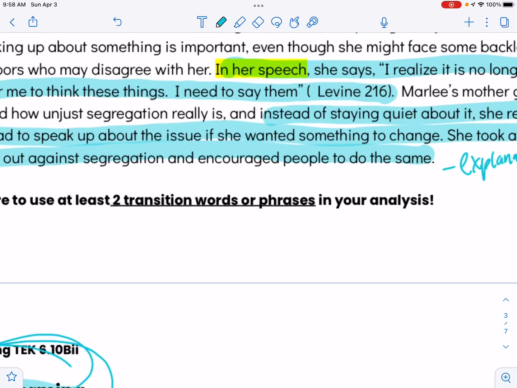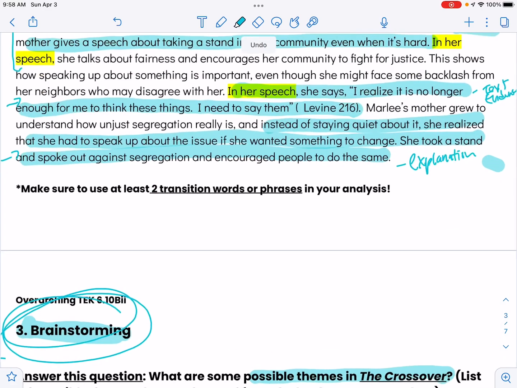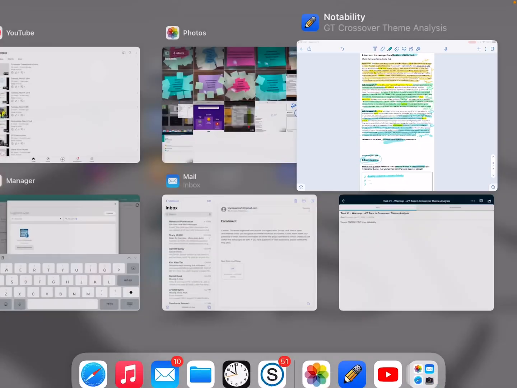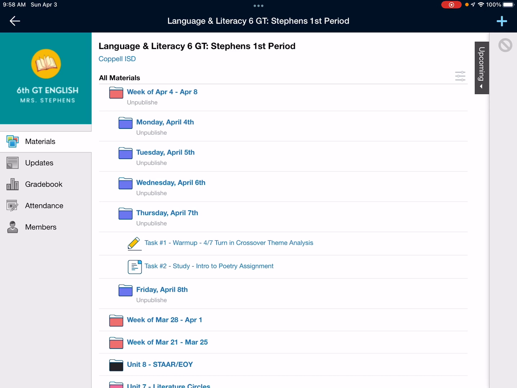Before you turn it in, make sure you did this part as well. You used at least 2 transition words or phrases in your analysis, okay? And you're turning it in here. When you're done turning it in, you're going to move on to our poetry assignment.